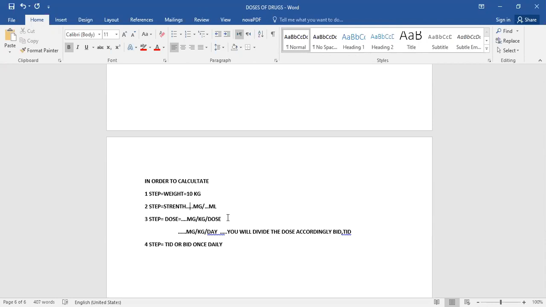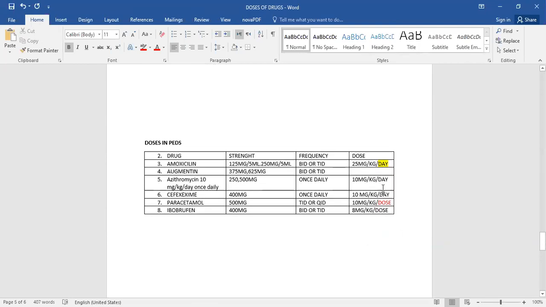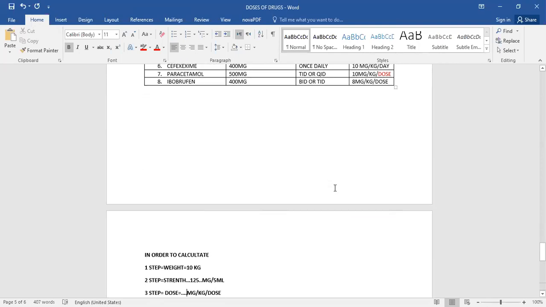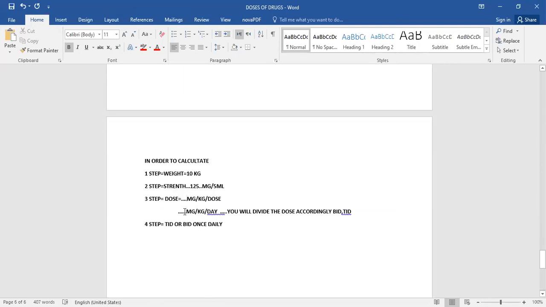Then you know what? The strength. I say that the strength is 125 milligram per 5 ml. Now what do you want? Calculate the dose. The dose, if you see here, is 25 milligram.